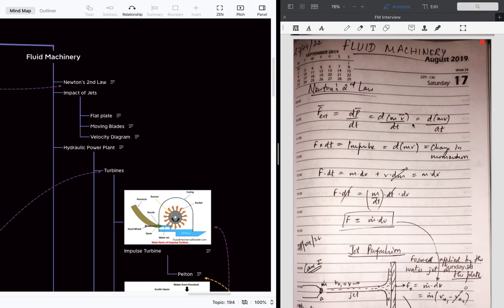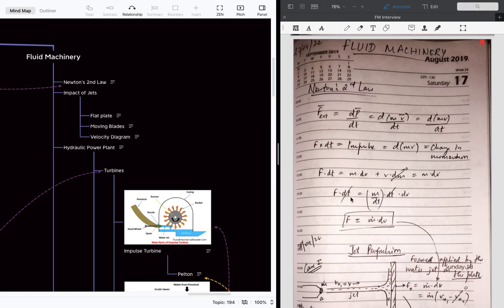And if we expand the formula of momentum, it is mass times the velocity. So we know that force is d(mv) by dt. When we move this dt to the other side, force times the change in time is basically called the impulse. Impulse is nothing but force times the change in time, equal to d(mv), the change in momentum.